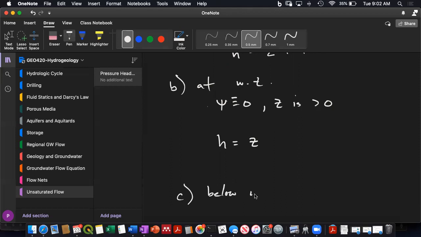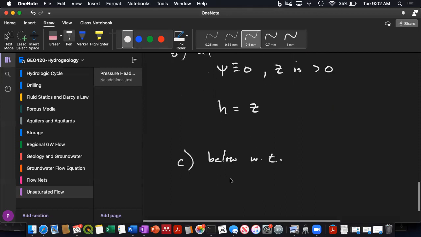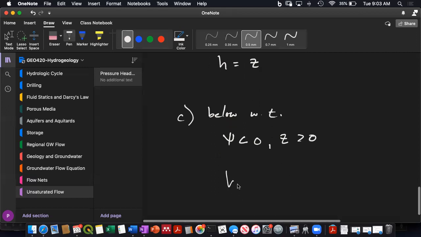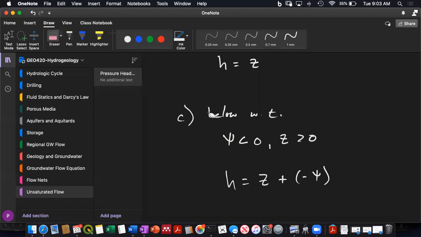Below the water table, psi is less than 0. Z is greater than 0. And so my head is equal to Z plus negative psi. Above the water table, my pressure head is less than 0. So my head is equal to my elevation plus my negative pressure head.